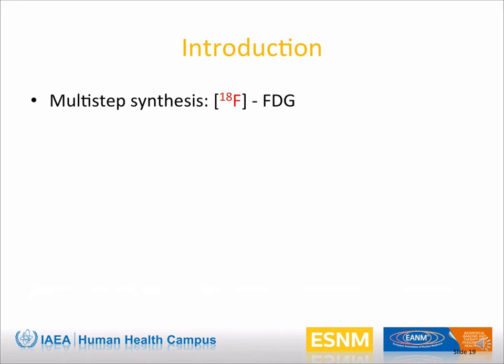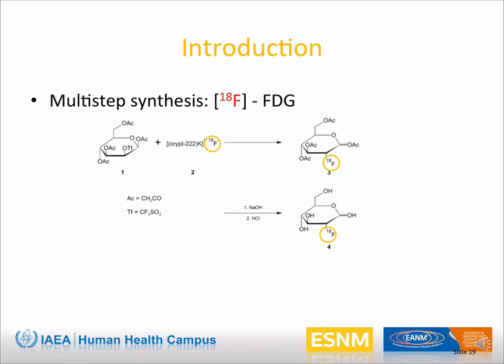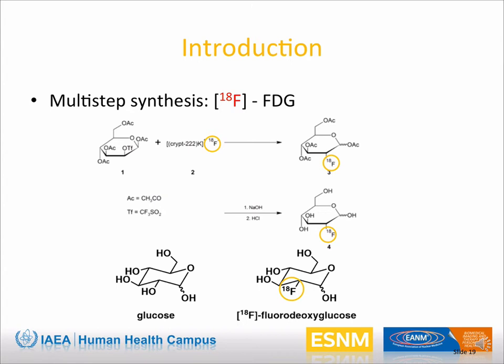If we go for multi-step synthesis, we're going to do the PET radiopharmaceutical fluorine-18 FDG, which stands for fluorodeoxyglucose. So we have the precursor here, and we add the fluoride to it, the fluorine-18. So the fluorine gets to the glucose analog, and then we remove the protective groups. And finally, we have the FDG here, which is a glucose analog. And you can see, this is how glucose looks, and this is how FDG looks. So there's an F-18 atom instead of a hydroxyl group.